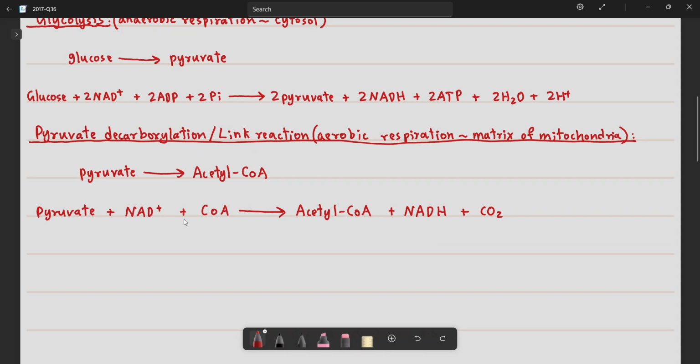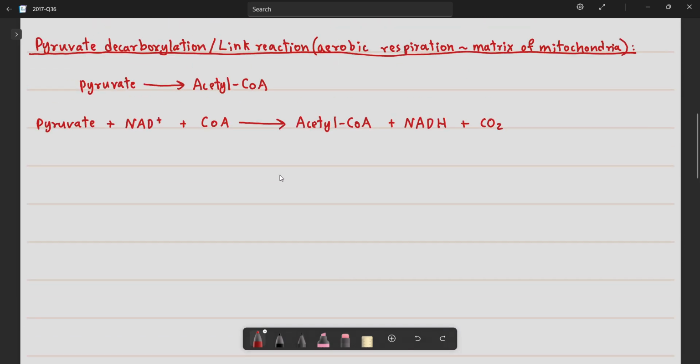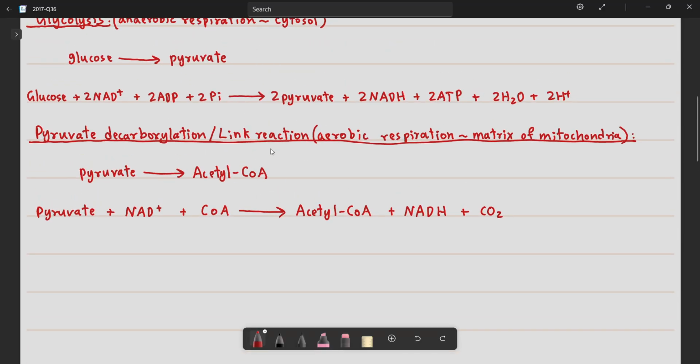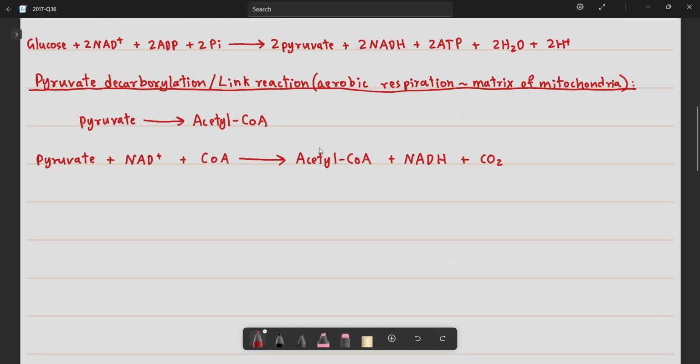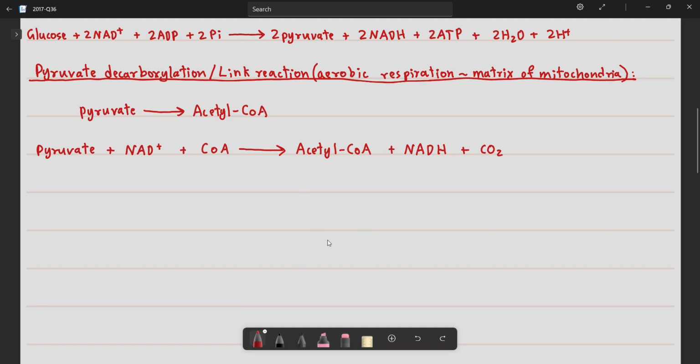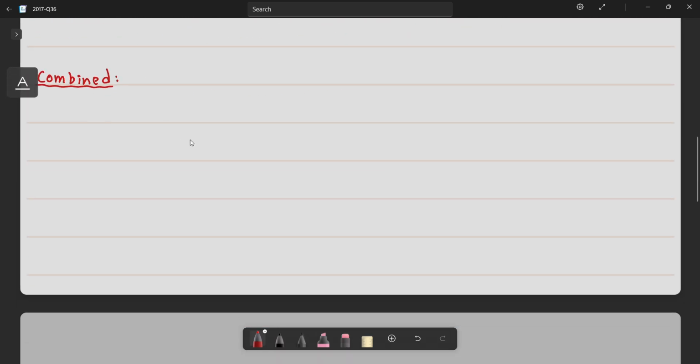This is the main chemical equation for both of these reactions, glycolysis and pyruvate decarboxylation. Okay, so now I'm going to bridge these two things together so that you can have a clear idea of how these reactions are linked together, serving as the most important steps in cellular respiration. Okay, so now I'm going to combine glycolysis with the link reaction, pyruvate decarboxylation.